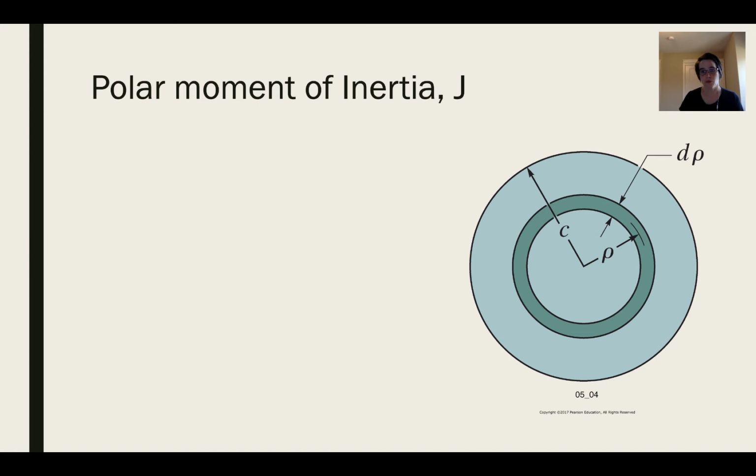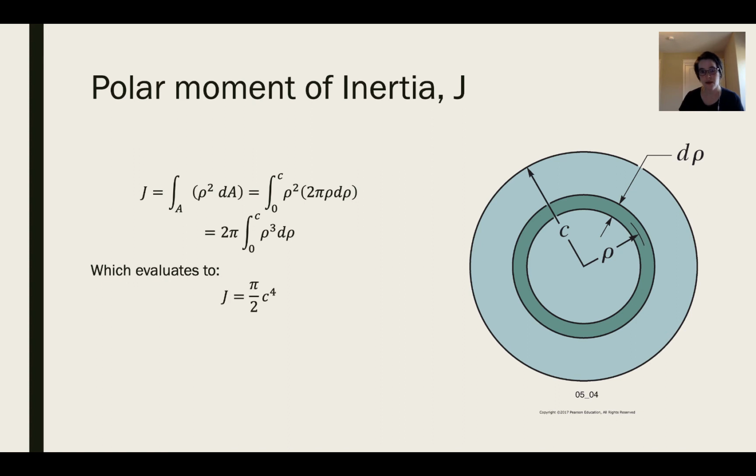J is something called the polar moment of inertia, which you may have seen in your statics course. And it is defined as the integral of the radius squared with respect to area. So you can do the math to do this integral, integrating from 0 to c, doing a substitution, for a solid circular cross section. And this evaluates to pi over 2 times c to the fourth. Okay, that's the polar moment of inertia for a solid circular cross section twisting about the axis out of the page.